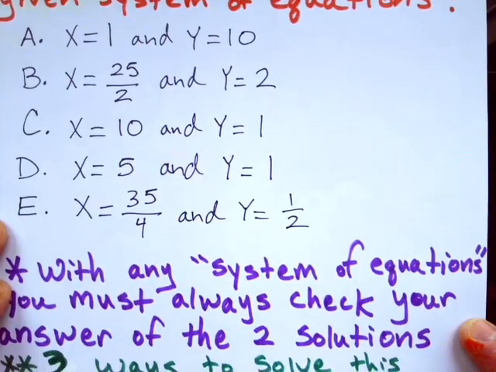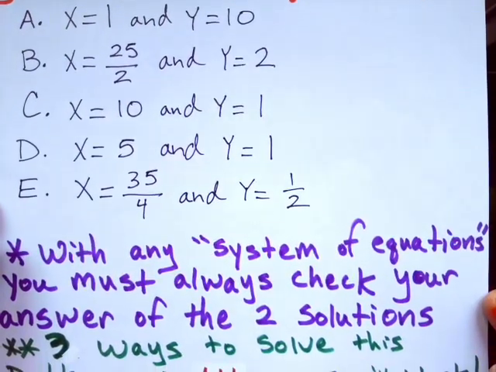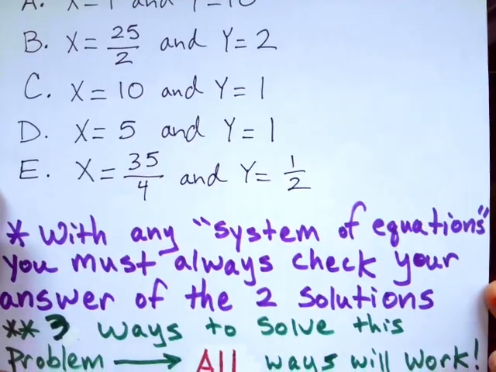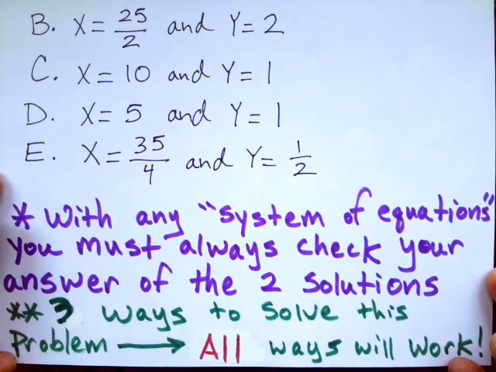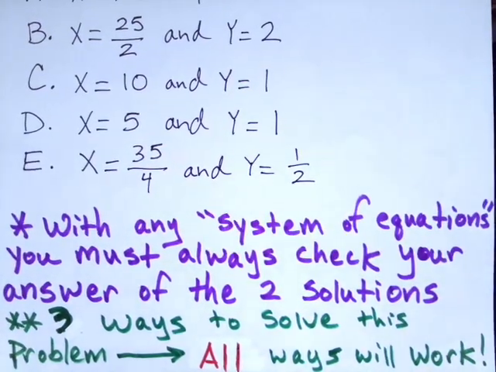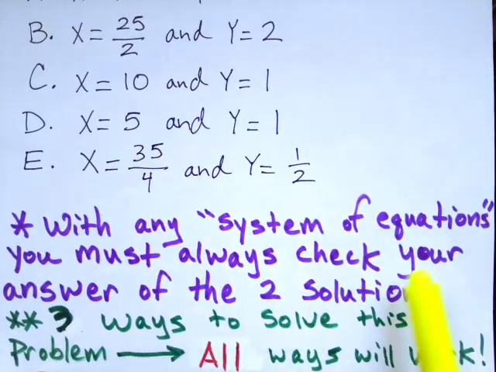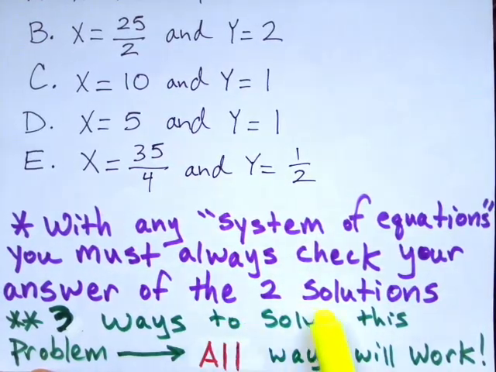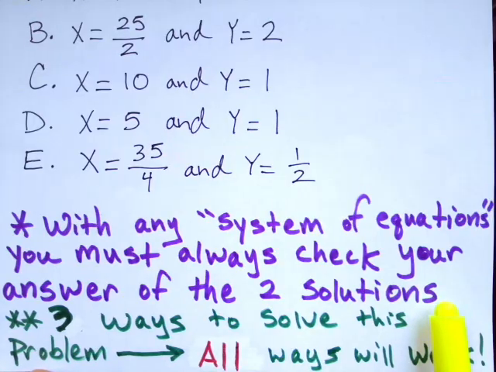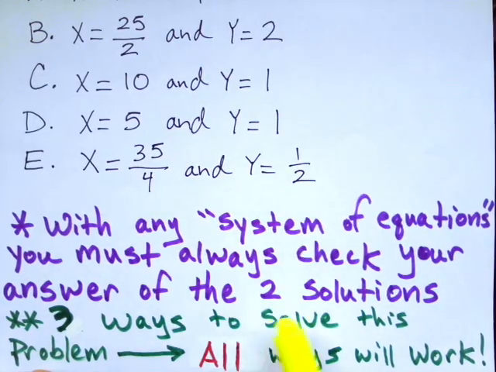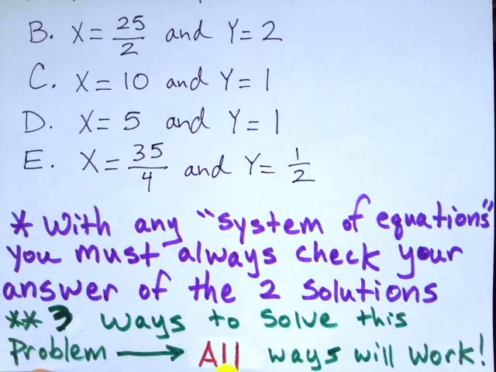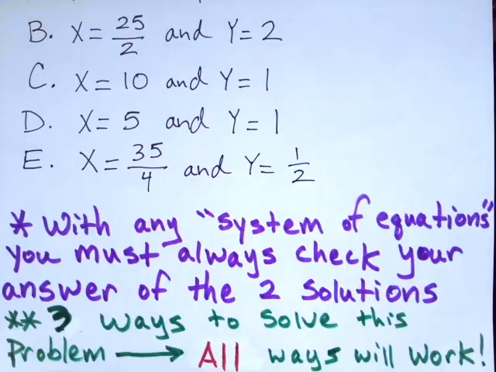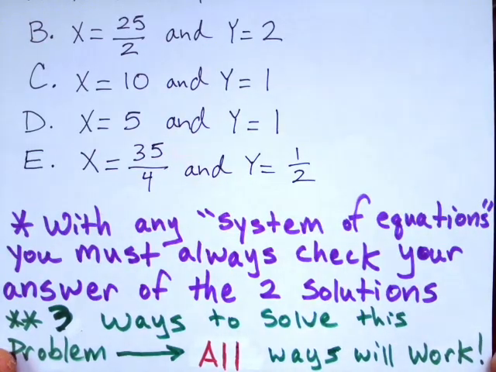With any system of equations problem, you must always check your answers of the two solutions, right? I know here I'm saying there's 3 ways to solve this problem. Always will work. Well, in actuality, there are 4. There are 4 ways to answer this question, and I'm going to show you all 4.